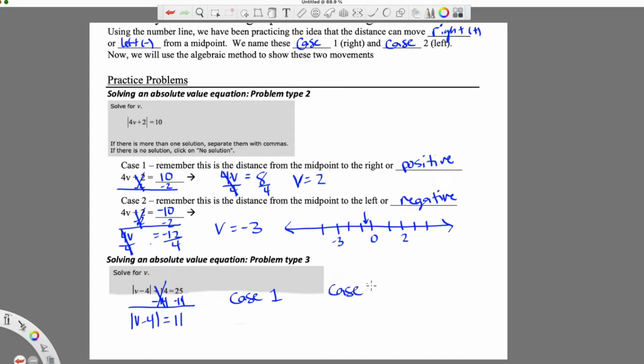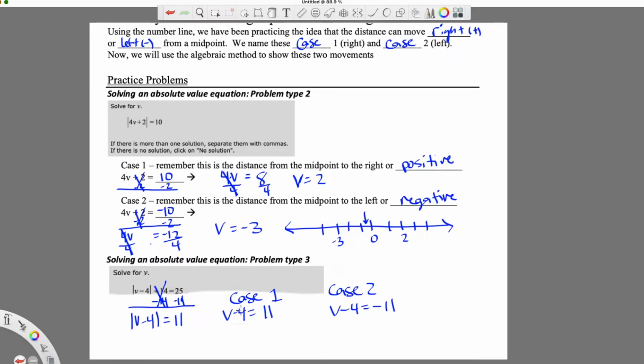Remember, this is just another way of referring to going to the right or positive, going to the left or negative. So now I have v minus 4 equals, v minus 4 equals. Remember, that part's not going to change. Once I know what the absolute value part of the equation is, and it's by itself, that stays the same in both equations. What changes is going right and left. So going to the right is positive, so it just stays 11. Going to the left is negative, so I write negative 11.